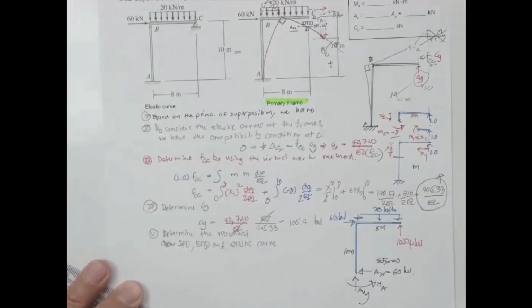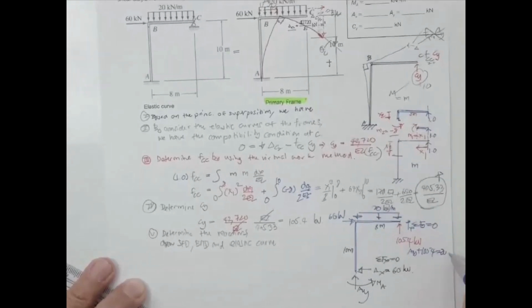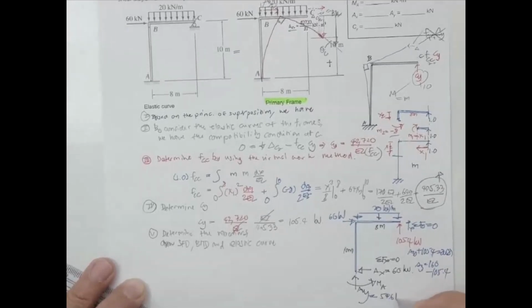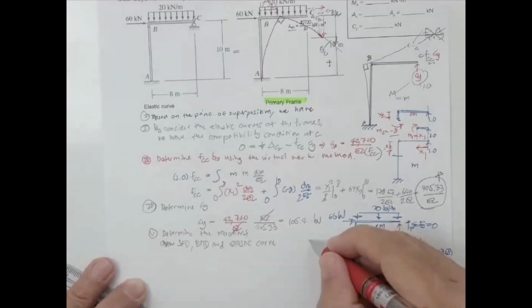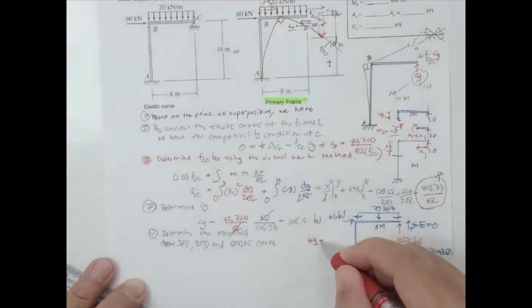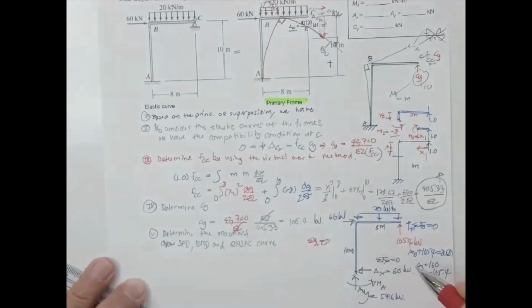Then you may do the summation of F sub Y equal to 0, upward is positive. A sub Y plus 105.4 equal to 20 times 8. So A sub Y is 160 minus 105.4. So A sub Y is going to be 54.6 kilonewton.